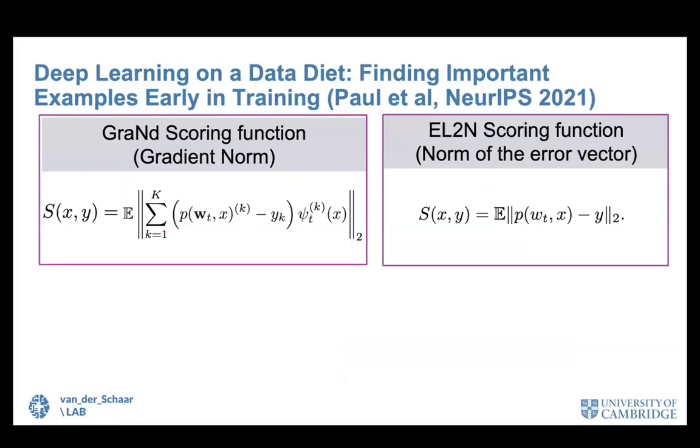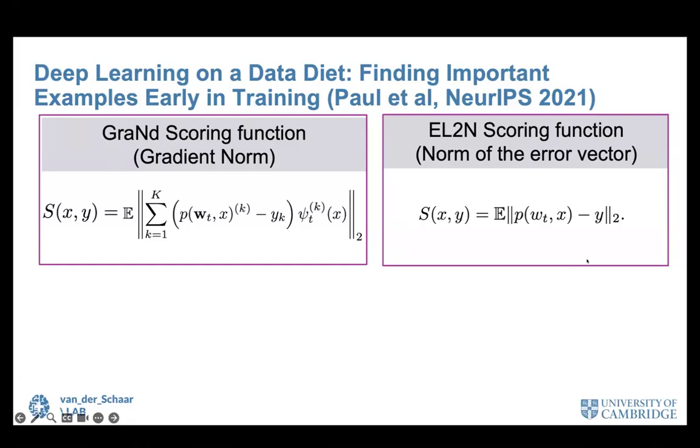Then we've had the method called deep learning on a data diet, finding important examples early in training, from Paul et al. at NeurIPS 2021. They had two different scoring functions, both shown to be approximations of one another. The first was the GraNd score, the norm of the gradient through training. And they showed that this is somewhat equal to the much cheaper to compute EL2N score, which is the norm of your error vector, your predicted output versus your y.